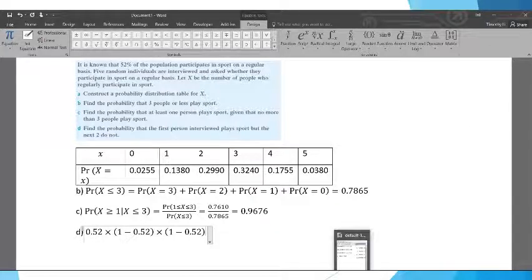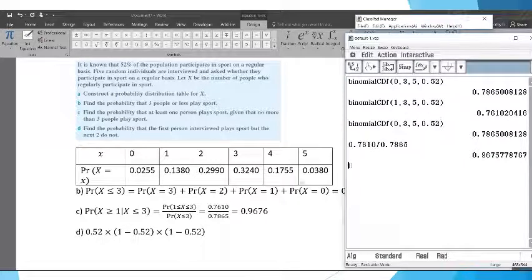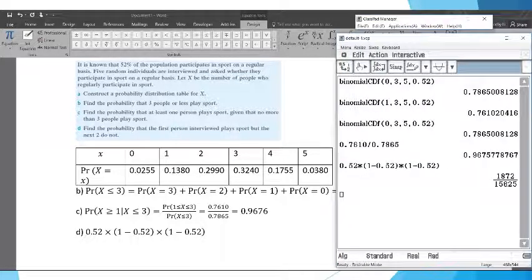Because it gives you a very specific order, you have to use this particular way of multiplying it. If you weren't given an order, if it just says one person plays sport but the other two do not, all you literally have to do is say at least one person plays sport, but no more than 3. But because this one specifically tells you the conditions, you have to find it in this particular order, which then gives you 0.1198.